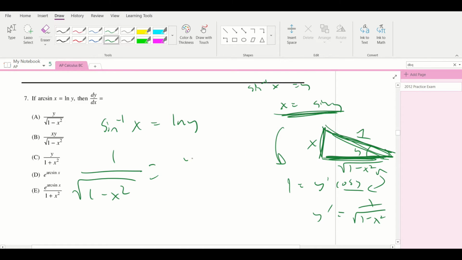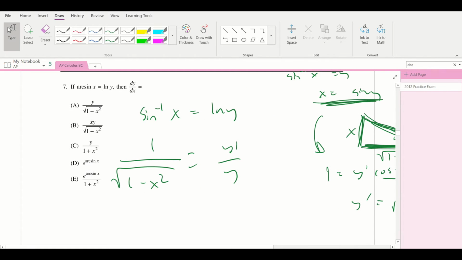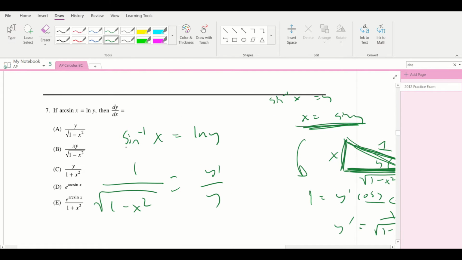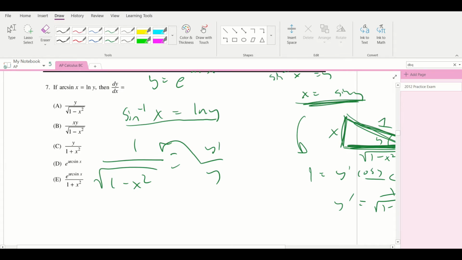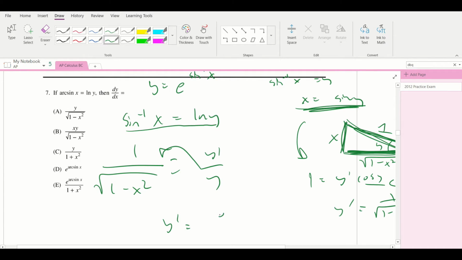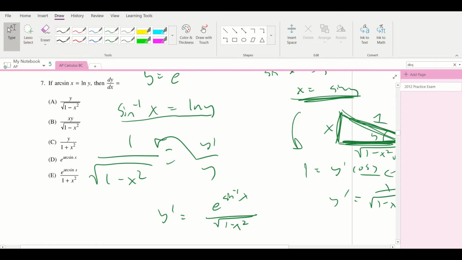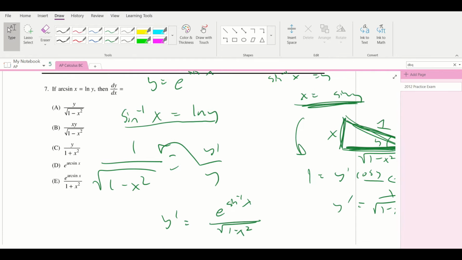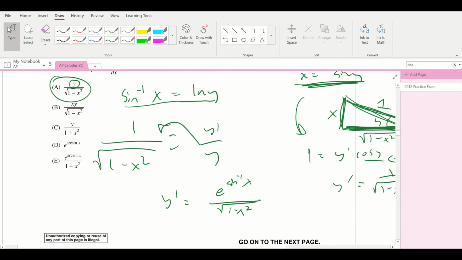So you have this right here. Now, since you know the natural log of y equals the inverse sine of x, raising both sides to the power of e, you have y equals e to the power of the inverse sine of x, right? And you can move that here, so y prime equals e to the power of the inverse sine of x over the square root of 1 minus x squared. You didn't even need to do that part. They had this in terms of y, but in case you needed to.